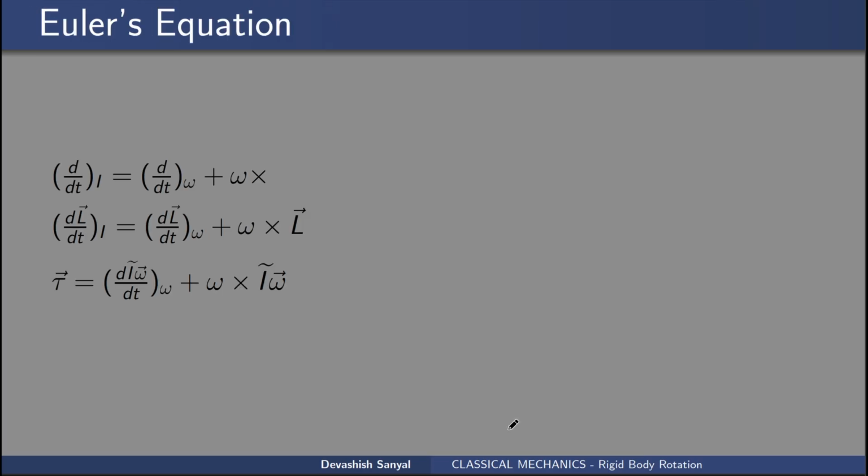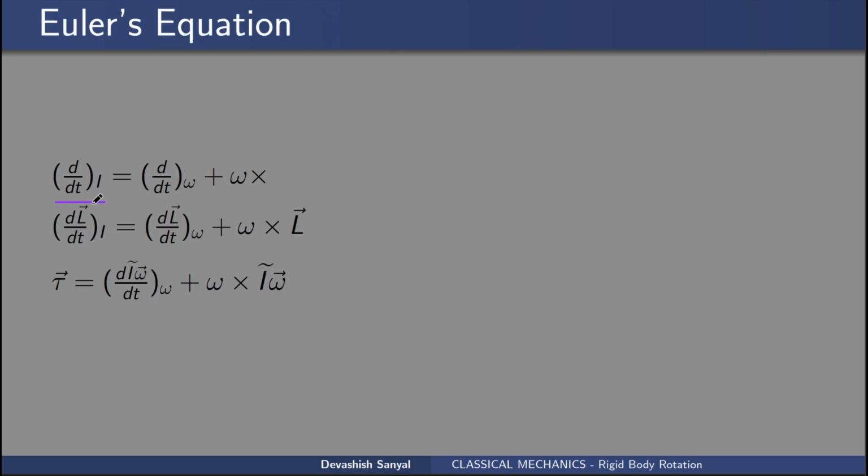So now we go to Euler's equation. So we are now considering a rigid body that is rotating in space. So we are now going to the coordinate system that is non-inertial, because calculations will be easy. So we know that the time derivative in an inertial frame of any observable is related to the time derivative of the observable in a rotating frame through this relation.